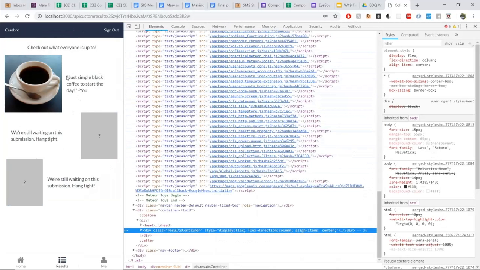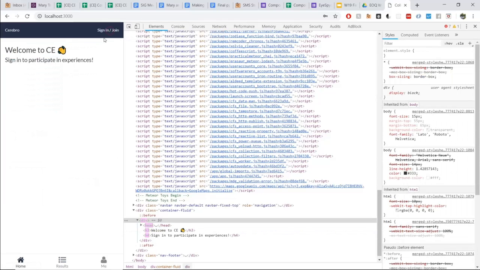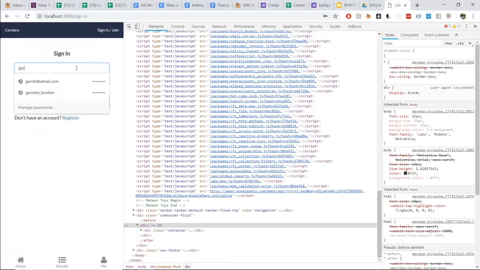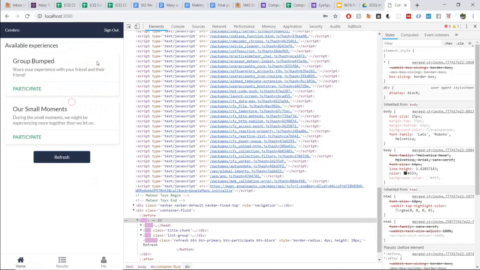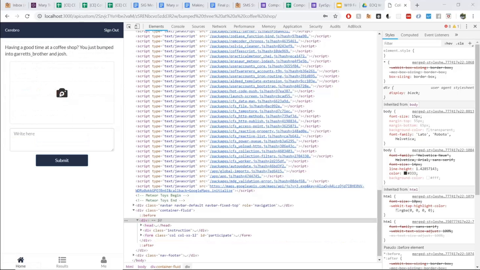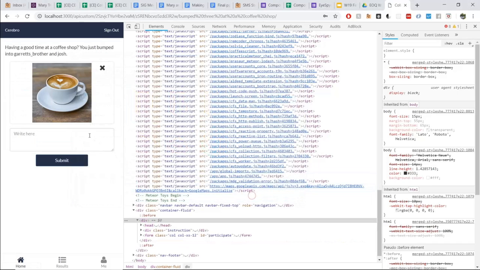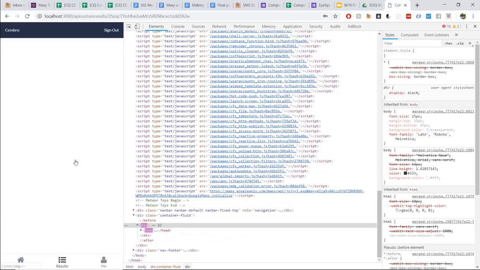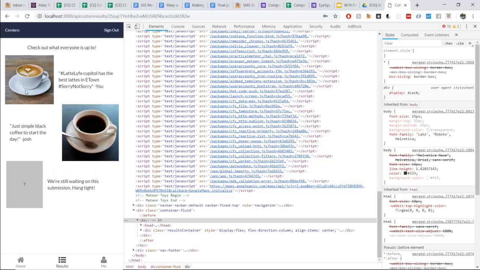If we turn it into mobile, we can see that there's a better way of doing it where the user can now wait for the experience to complete. So if we sign up as another user, let's say we go as Garrett. And Garrett's also going to participate in this group bump experience. And he can submit a picture of his latte, and he'll say, #LatteLife. Capital host lattes in E-Town. #sorry, not sorry. And when he hits submit, he'll see the partially completed experience with his submission at top and Josh's submission in the second one, and we're still waiting on the submission from Garrett's brother.